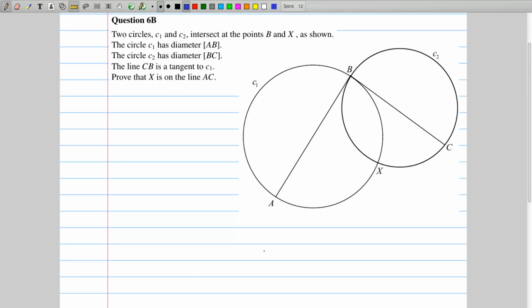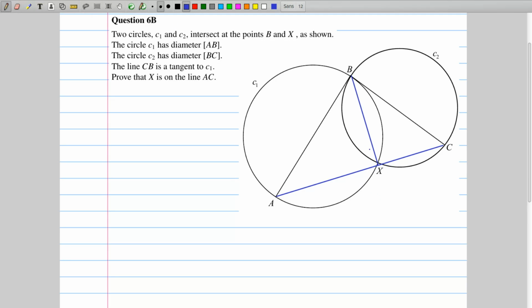We have to start off with a little bit of construction. I'm going to join A to C, first of all, and what we have to prove ultimately is that X is on this line, even though it doesn't really look like it from the diagram. I'm also going to join B to X, like that. And that's all the construction we need to do with this question.